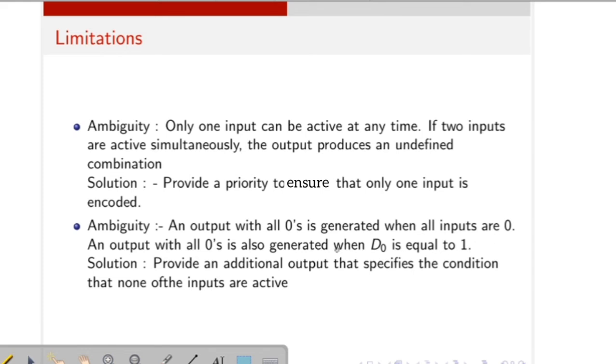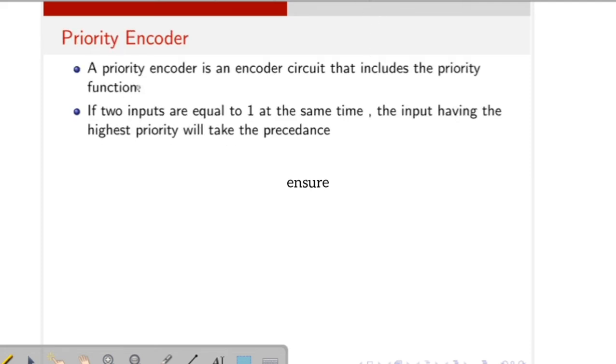But this D0 did not connect to any OR gate. So whatever the input of D0 may be, 0 or 1, when all other inputs are 0, it generates 0 output. So the solution is to provide an additional output that specifies the condition that none of the inputs are active. Okay, so these are the two limitations of the octal to binary encoder. To resolve the above limitations, a priority encoder is designed.